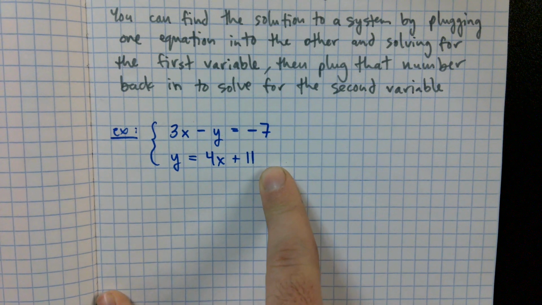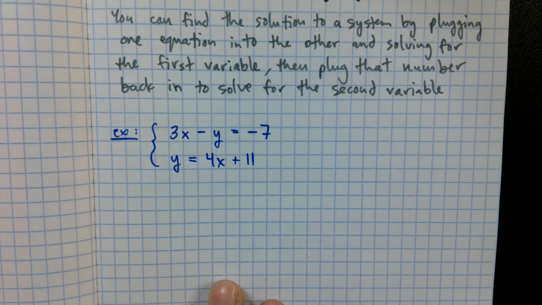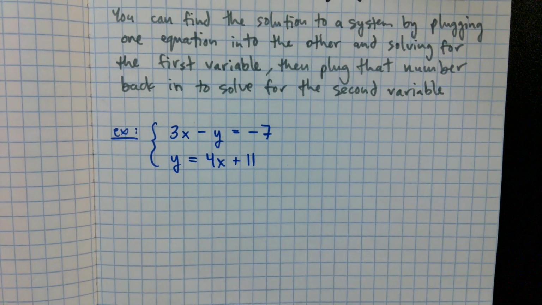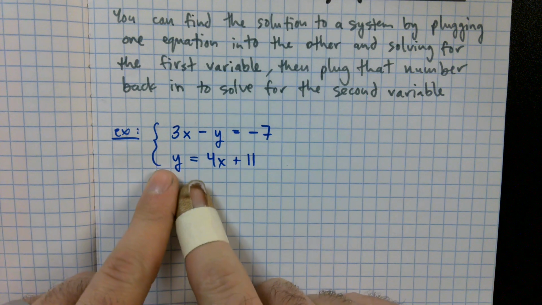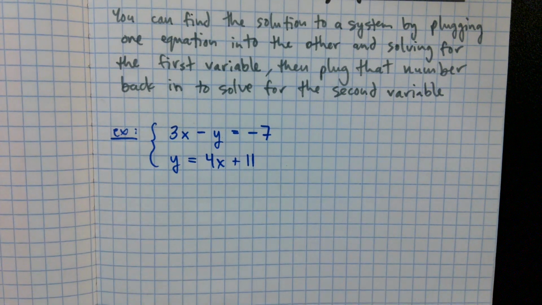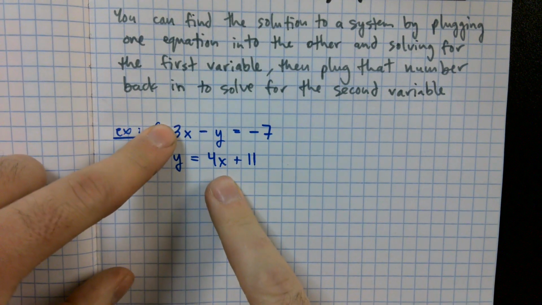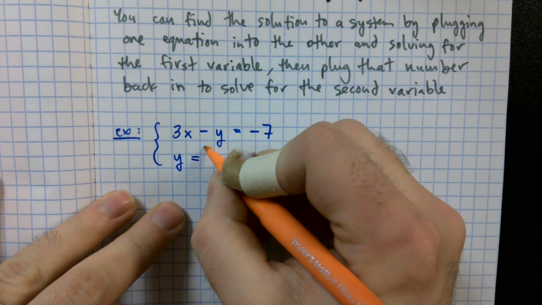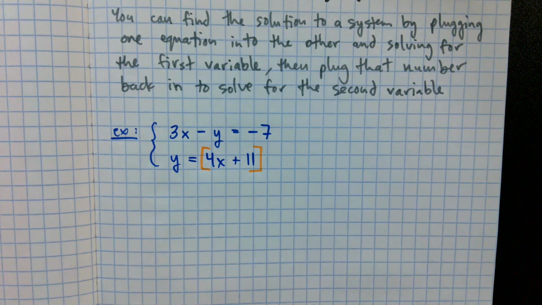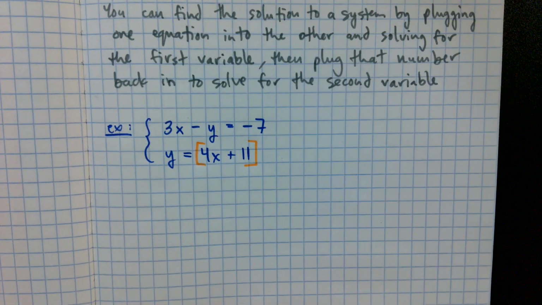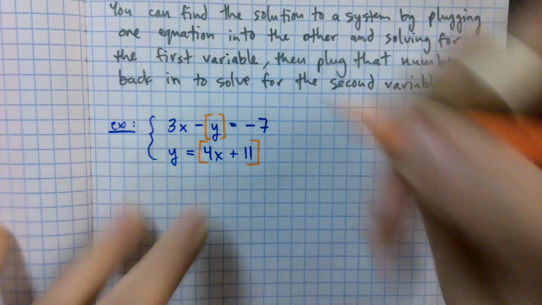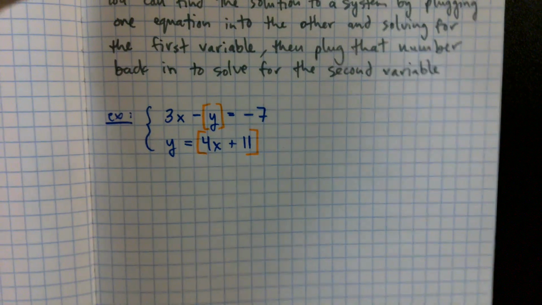Is one of these equations solved for a variable already? Yeah, which one, A or B? B. What variable is B solved for? B is solved for y. Remember, in a system, the equations work together. So these x's are the same x's and these y's are the same y's. Well, if equation B says that y is equal to this whole mess, let's just plug that expression in for the y in equation A.